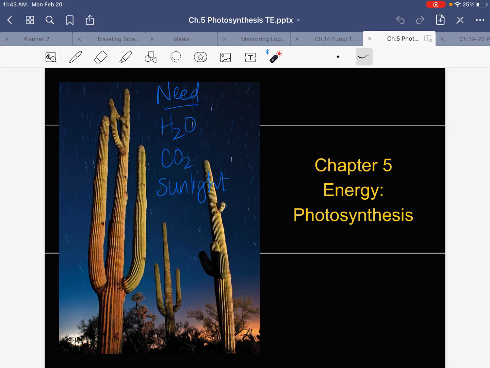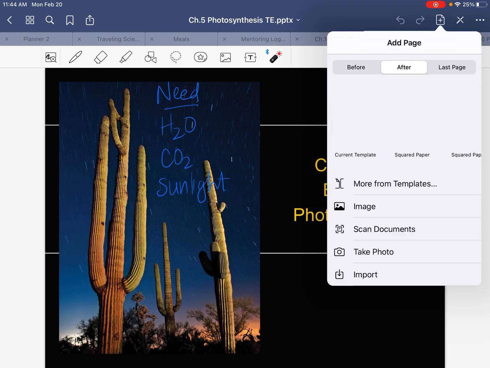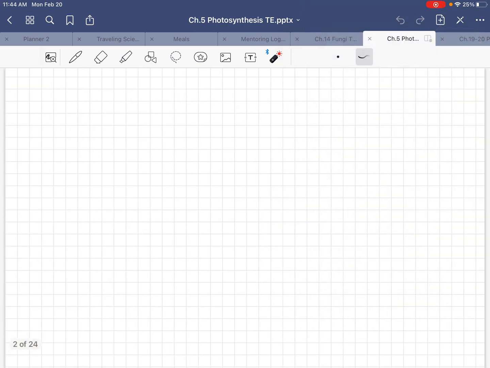Video number 2 for review is our photosynthesis video. And this one is going to be the longest one because out of the 50 questions on your test, 20 of them come from photosynthesis. So before we get started on this, I'm going to make this chart that we've seen.